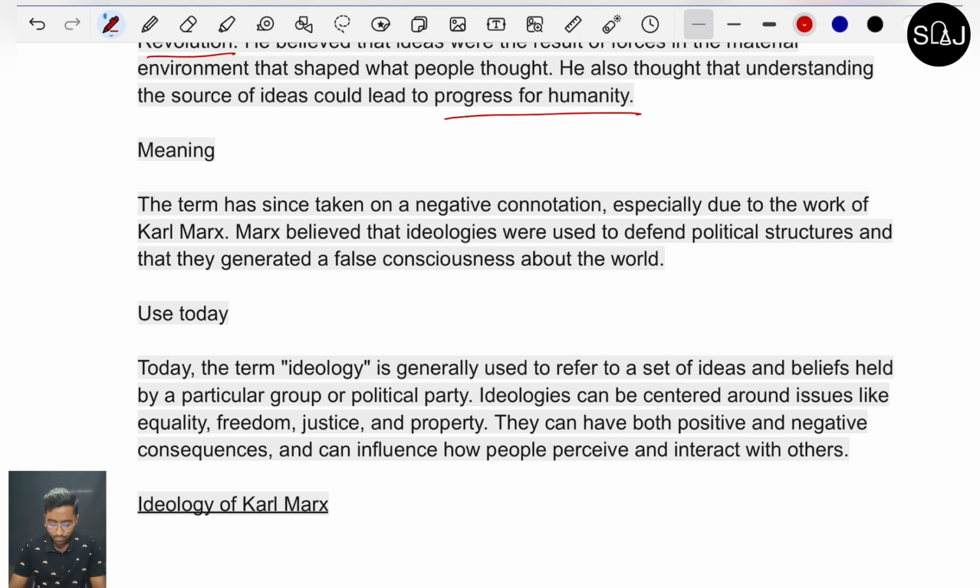Now, used today. Today, the term ideology is generally used to refer to a set of ideas and beliefs held by a particular group or political party. Ideologies can be centered around issues like equality, freedom, justice, and property. They can have both positive and negative consequences and can influence how people perceive and interact with others.